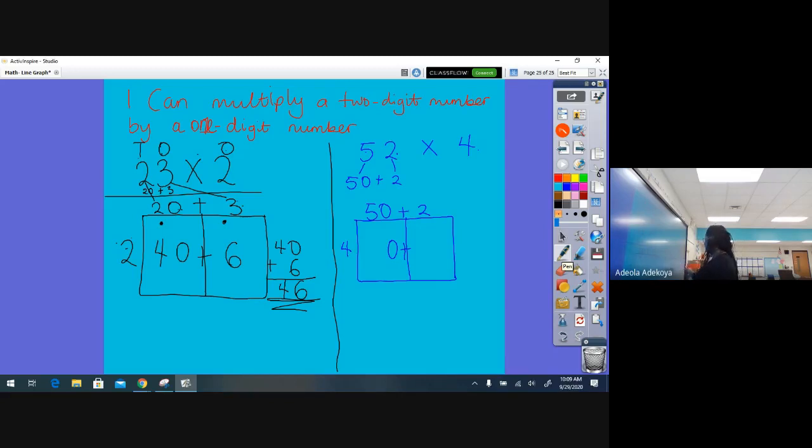And this 5 times 4 is actually 20. 5, 10, 15, 20. That's my 20, which means 50 times 4 is 200. Now I'm going to the next box, and I'm going to multiply my 4 over here by my 2 over here. 4 times 2 is 8. And I'm not done yet. I have to move over to the next step. I'm going to go ahead and add my products.